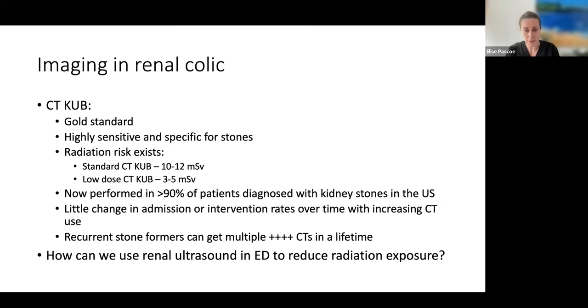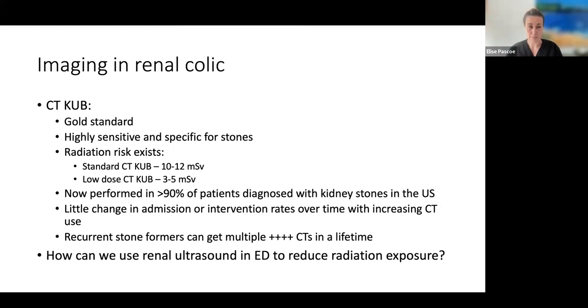So in the US, there is evidence that more than 90% of patients diagnosed with kidney stones end up with CT-KUB. However, over the last couple of decades, where CTs have become much more common, there's been very little change in admission or intervention rates. So we need to question why we're doing all of these CTs.